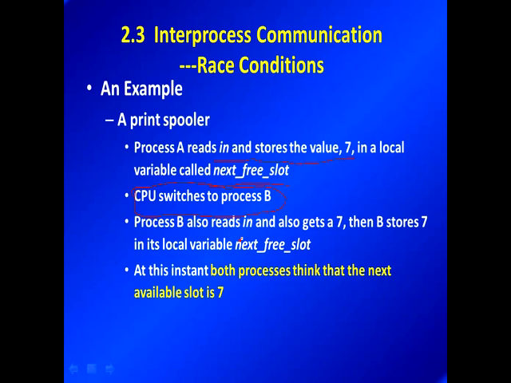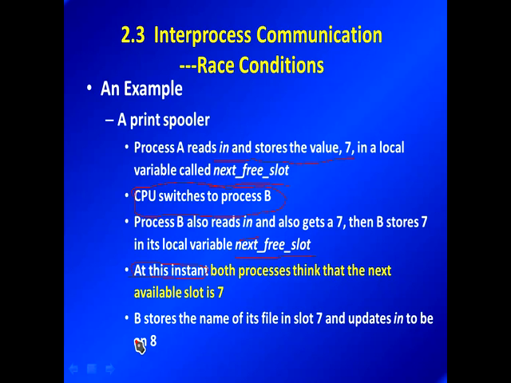Check the value of in and put it into this local variable, and at this instant, process A is out of CPU, process B is in CPU, and both processes think the next available slot is 7. And then B is still in CPU, so it can just do the concrete behavior to put its file in slot 7 and update.